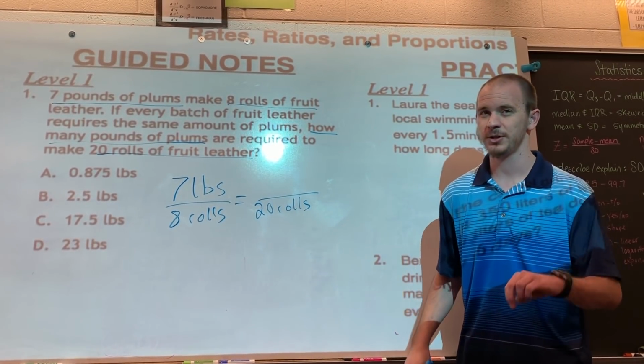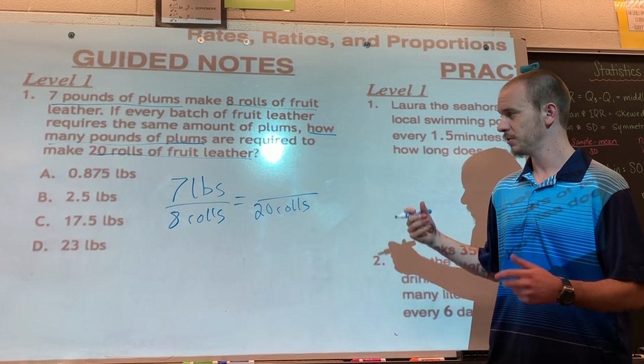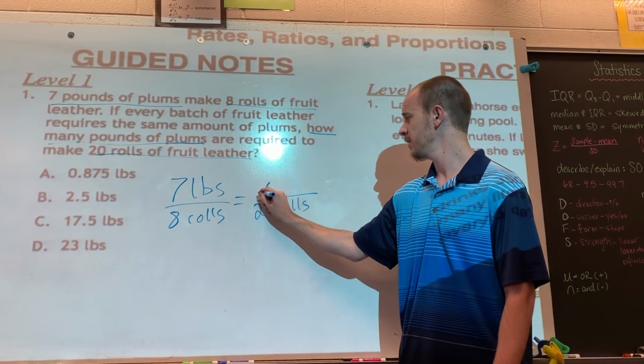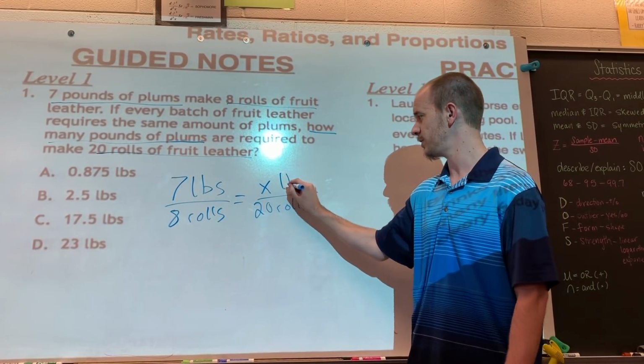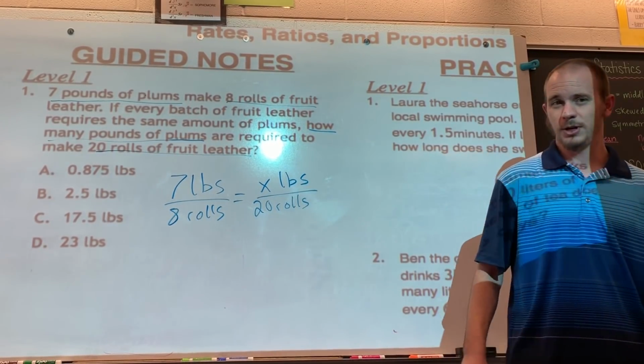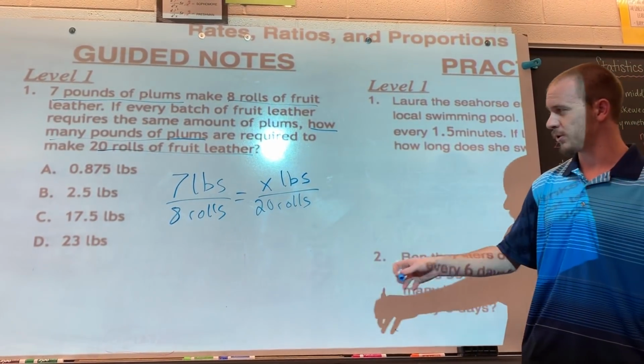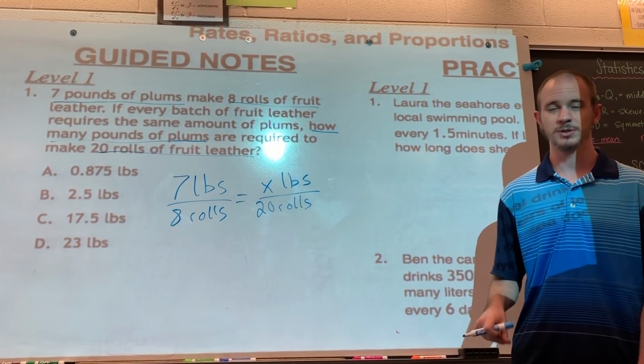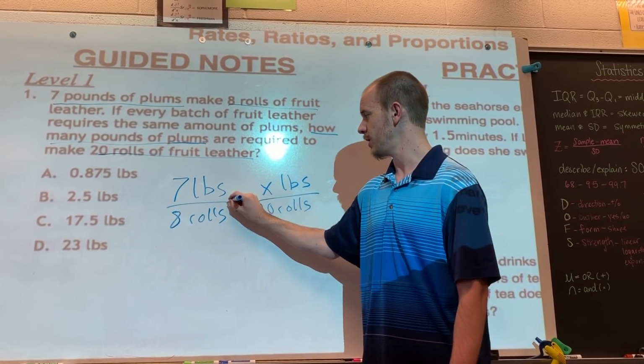So if we set up our two fractions so that they're equal to each other, we've set up our proportion. So I put both the rolls on the bottom. We don't know how many pounds for the top one. So now we have 7 pounds to make 8 rolls. We need to find how many pounds to make 20 rolls. We have two fractions with an equal sign between, so we can cross multiply.